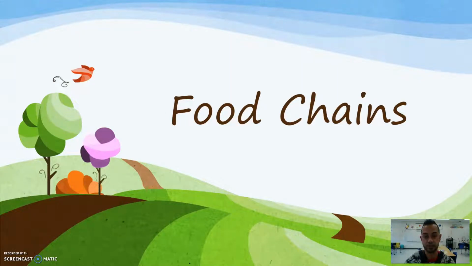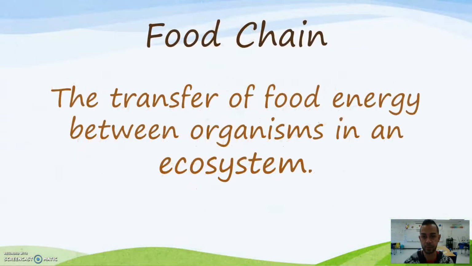This time we are going to be talking about food chains. So let's review very quickly what you guys learned. A food chain is a transfer of food energy between organisms in an ecosystem.